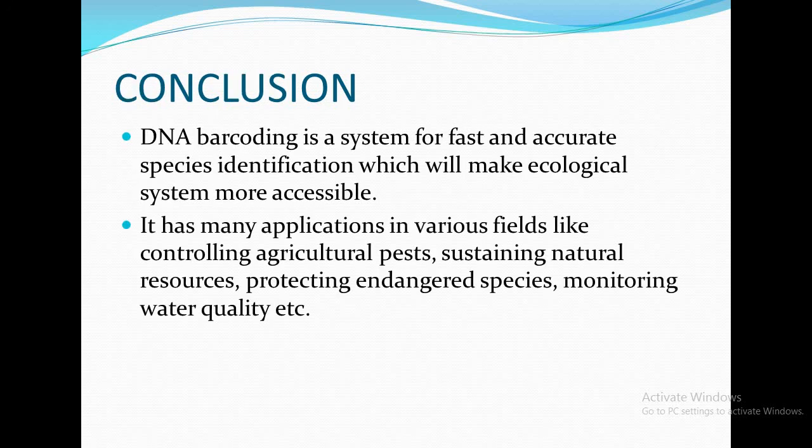Conclusion: DNA barcoding is a system for fast and accurate species identification which makes the ecological system more accessible. It has many applications in various fields that we discussed, like controlling agricultural pests, protecting endangered species, sustaining natural resources, and monitoring water quality.